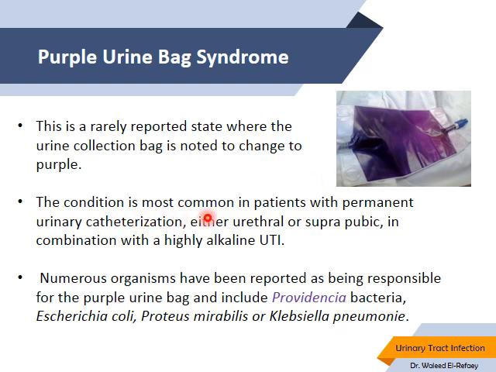This condition is most common in patients with permanent urinary catheterization, either urethral or suprapubic, in combination with a highly alkaline urinary tract infection. So it is an alkaline urinary tract infection. Numerous organisms have been reported to cause this syndrome, which is purple urine bag syndrome. Mainly, the main organism is Providencia. Also, other bacteria can lead to this syndrome, including Escherichia coli, Proteus, and Klebsiella.